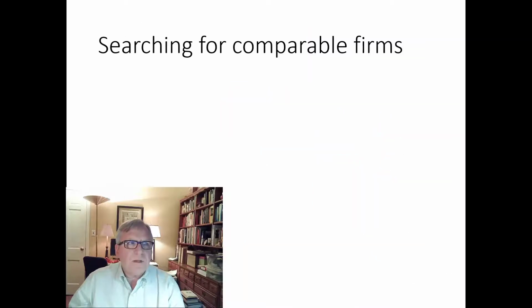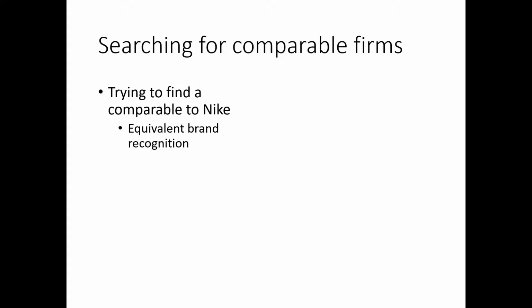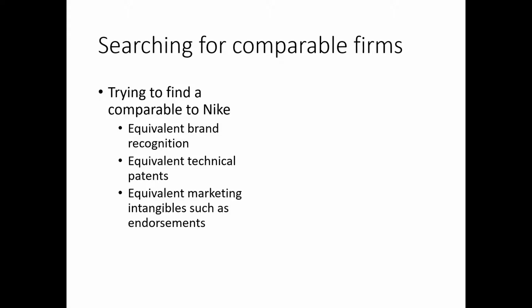And then what we would do is we'd start searching for comparable firms. So when we start to do this, we have to say, are we going to try to search for a comparable firm to Nike? Well, if we have to do that, we have to find a firm that's got an equivalent brand recognition. That's pretty tough in and of itself. We've got to find a firm that has the same technical patents, or patents that give it a real advantage in the market. Remember, brand recognition, technical patents, these are things that act as barriers to entry.